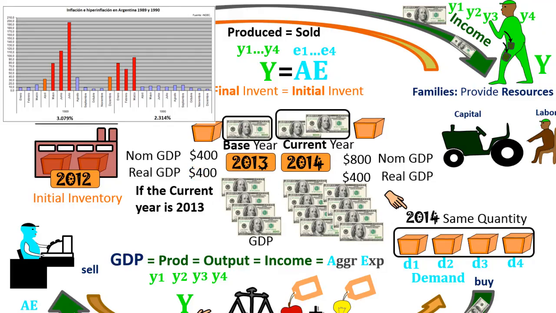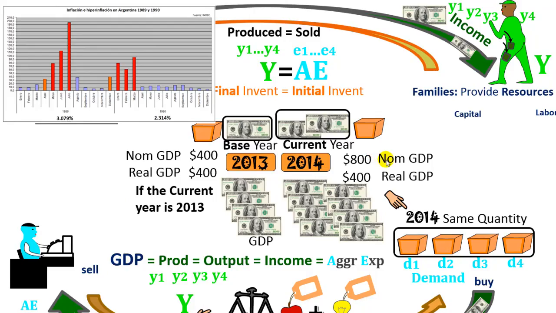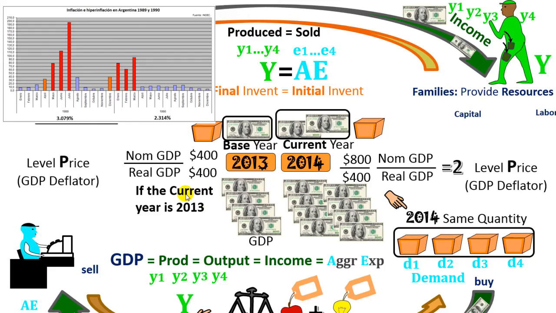Now, if we take nominal GDP and divide it by real GDP, this number is what is called the price level, or the GDP deflator. So the price level of this year is twice as much as the price level of the base year. If we do the same for 2013, we get 1, because the price level for the base year is always 1, because nominal GDP and real GDP are the same.